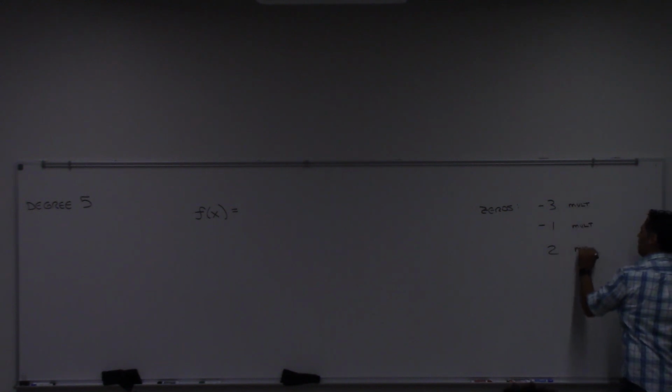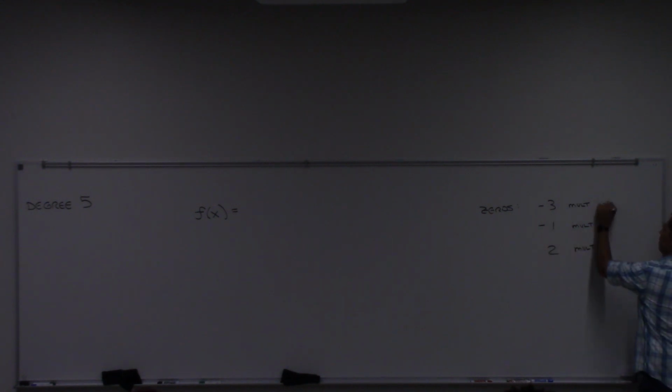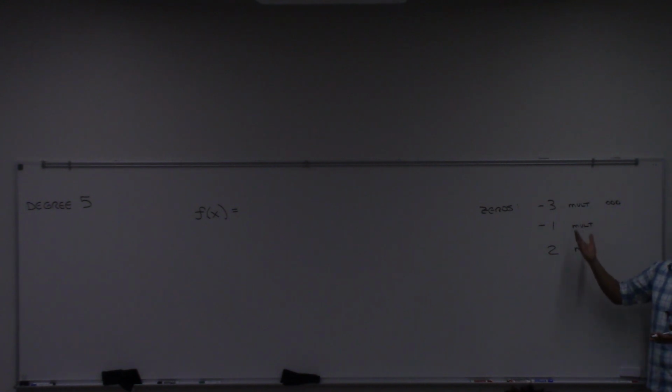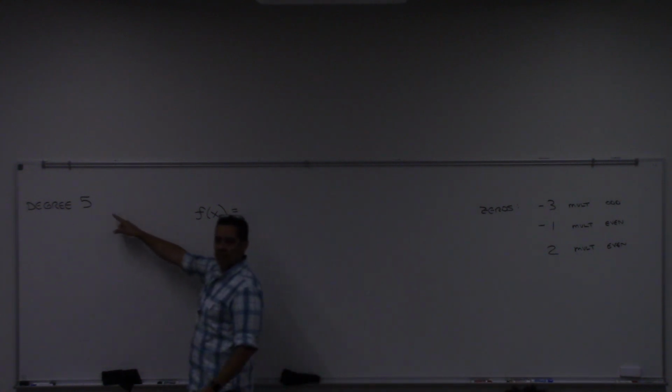So what's the multiplicity at -3? We cross through, so it's odd. Now we don't know exactly what number it is. It could be 1, it could be 3, it could be 5. Let's just keep going. What's happening at -1? We're bouncing off, so that means it's going to be an even multiplicity. How about at 2? Even as well, because we're bouncing. Any questions there?